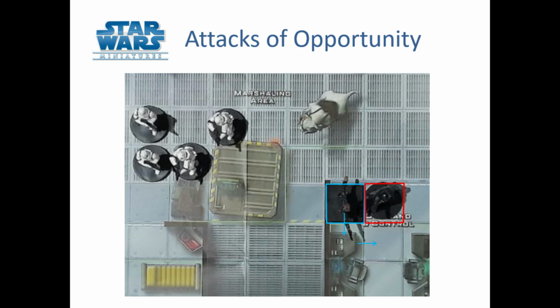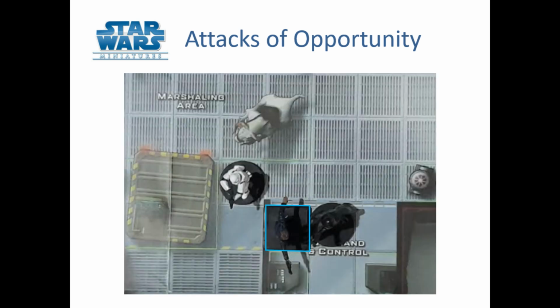However, it doesn't prevent multiple enemies from being able to make attacks of opportunity, if they were all adjacent to the moving character. If Han was adjacent to both Darth Vader and a stormtrooper, and he moved, both Vader and the stormtrooper could make an attack of opportunity.